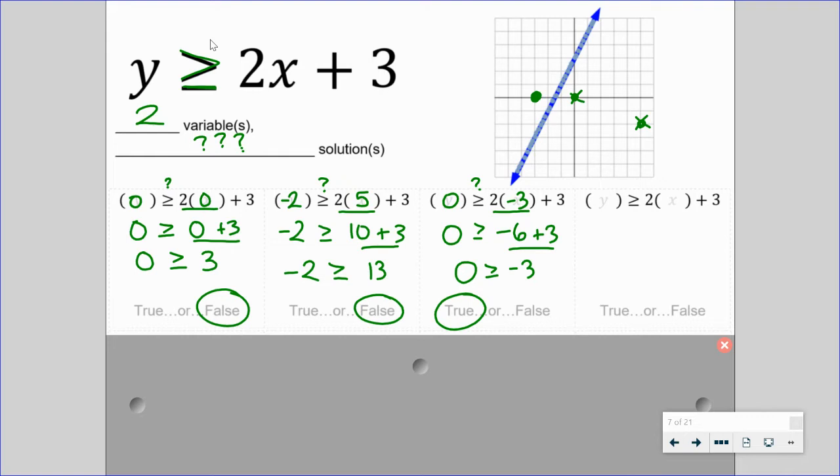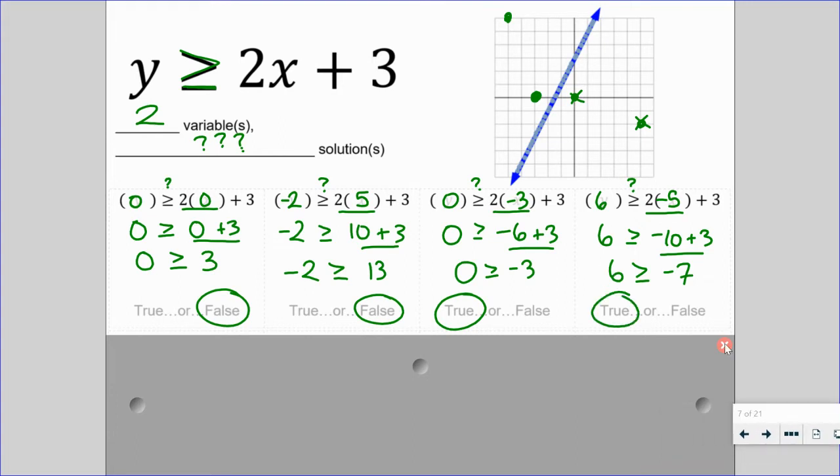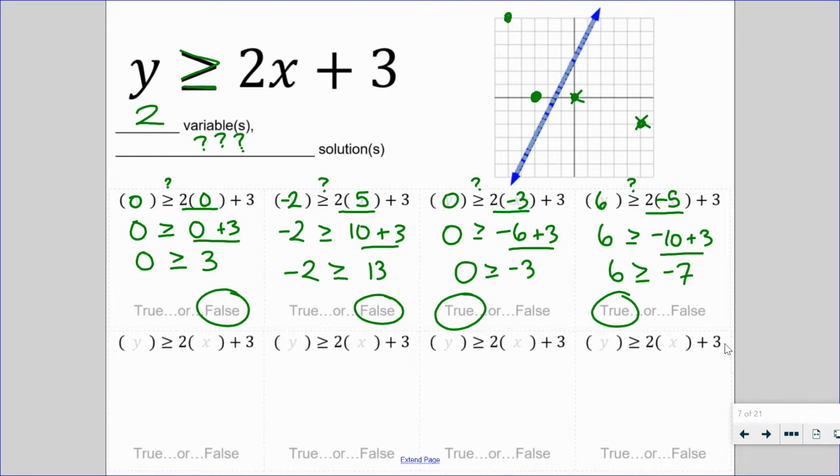Let's try -5, +6. So when x is -5 and y is 6, let's see, is this true or false? -10. -10 plus 3 is -7. And once again, we get a statement that is clearly true. I'm kind of seeing a pattern here. So let me continue with other points.